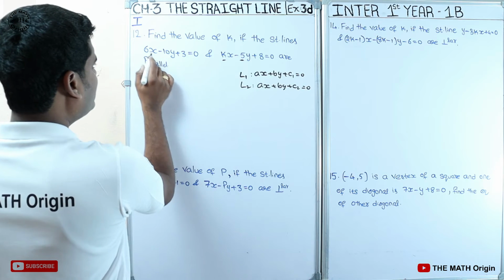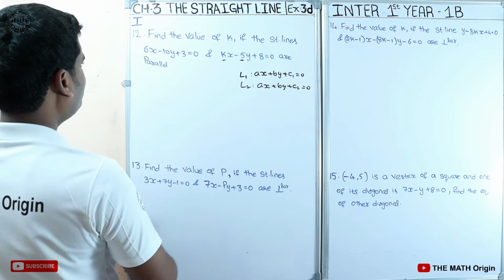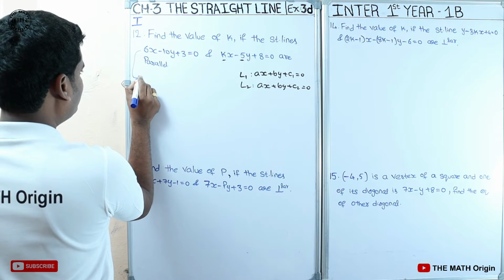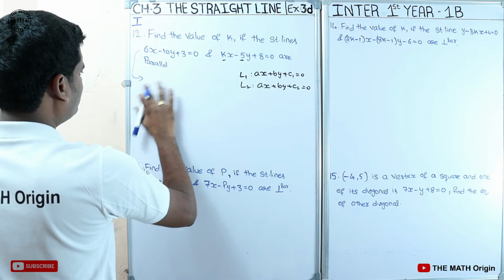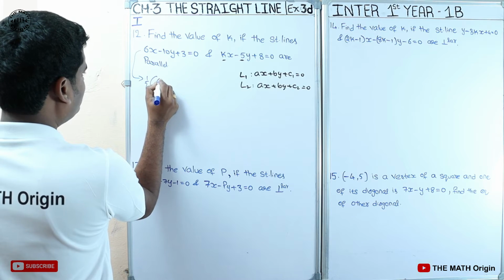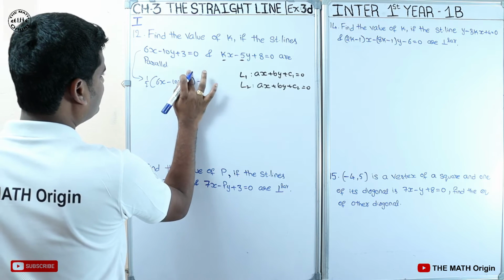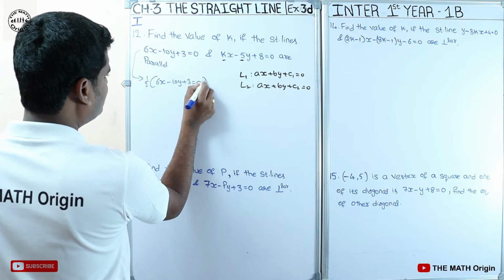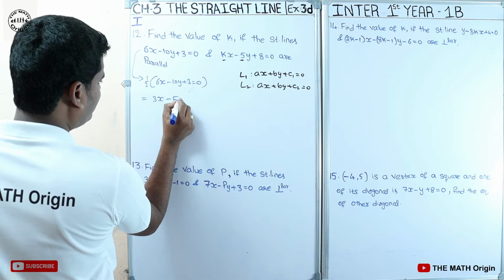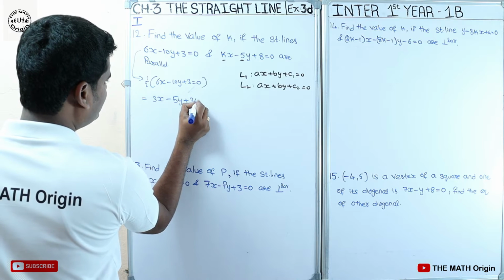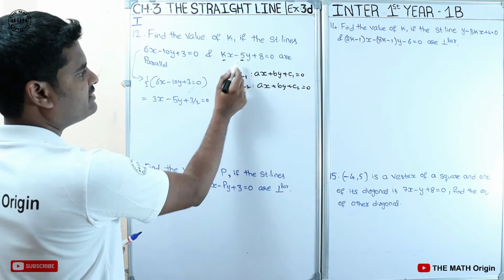Here, what we will do is divide this equation by 2. So this equation will be 6x minus 10y plus 3 equals to 0, all divided by 2. Therefore the equation will be 3x minus 5y plus 3 by 2 equals to 0. Now this is equation 1 and this is equation 2.